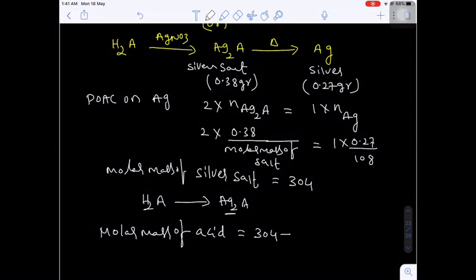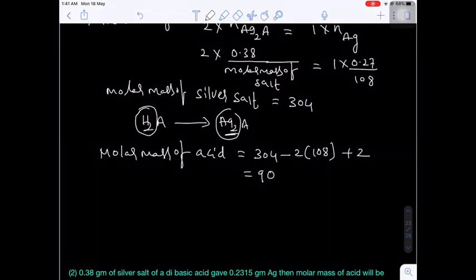304 minus, we have to subtract the 2 silver atoms, each silver 108, there are 2 silver atoms. Instead of silver we have to replace the hydrogen atoms, each hydrogen atomic mass 1, there are 2 hydrogens, so overall you will get the molecular weight is 90.